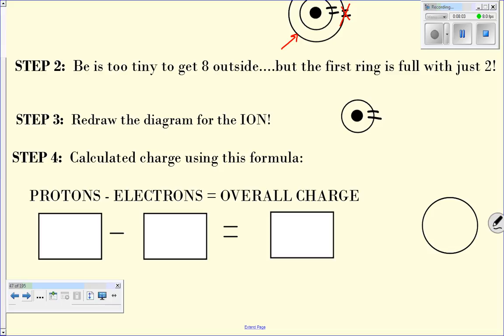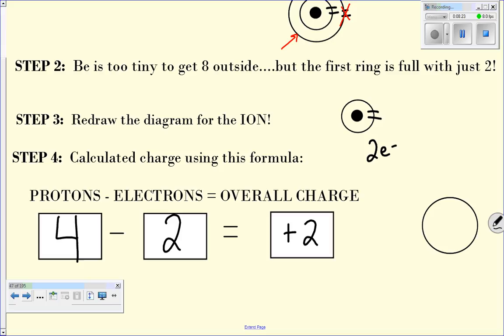We're going to calculate our charge the same way. Beryllium's atomic number is 4. It's got 4 protons. My beryllium ion has 2 electrons. 4 minus 2 is positive 2. Look at your periodic table and make sure that it agrees with the charge given for beryllium.